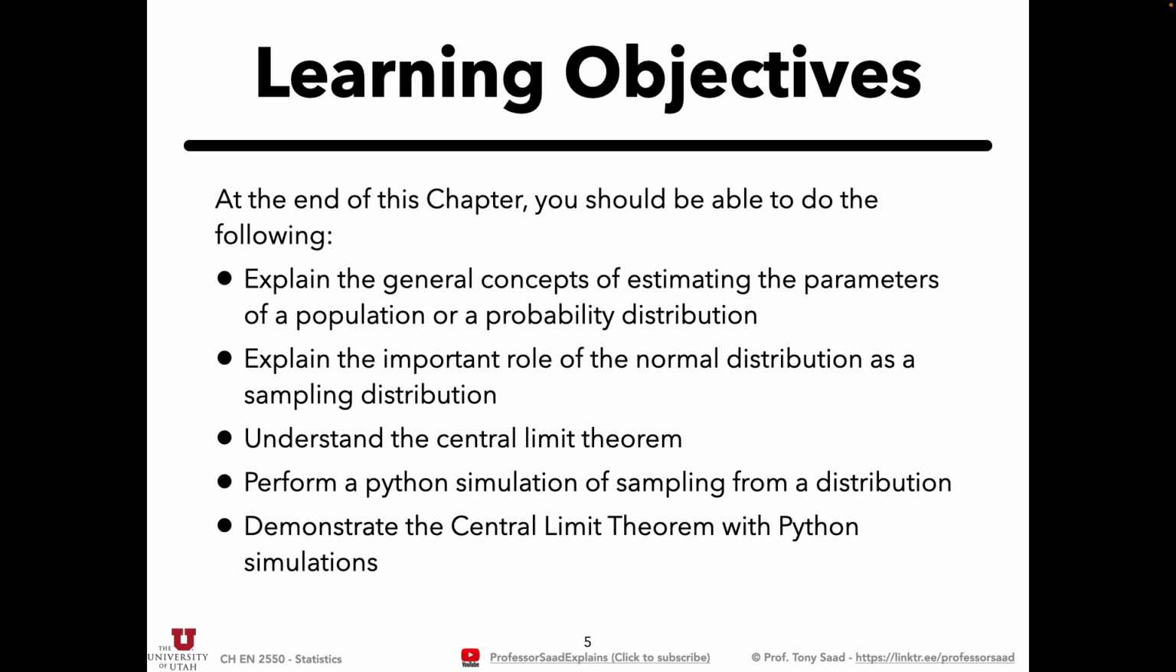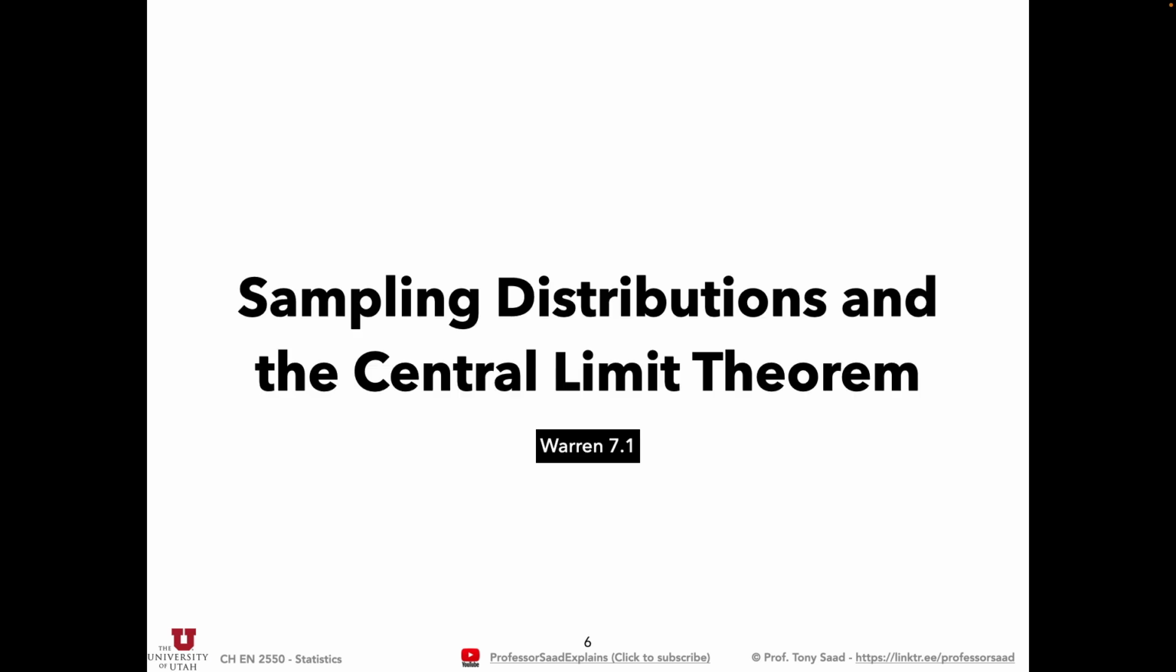So we'll see what we're going to do today. It's going to be a fun exercise. We're going to prove the central limit theorem, or observe it at least. So at the end of this chapter, you will be able to explain the general concepts of estimating parameters of a population or a probability distribution, explain the important role of the normal distribution as a sampling distribution, understand the central limit theorem, perform a Python simulation of sampling from a distribution, and demonstrate the central limit theorem with Python simulations. Okay?